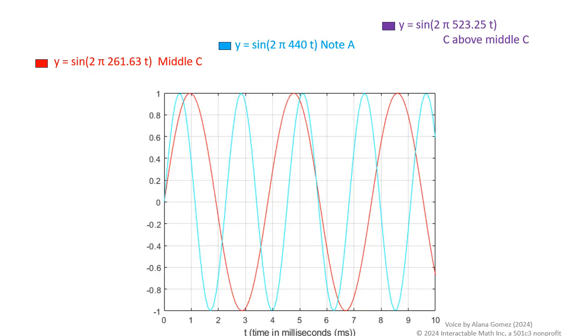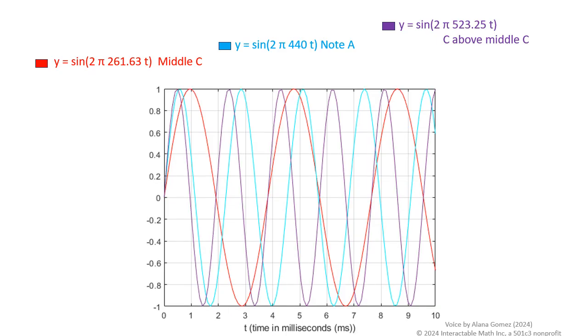You can see how, as the pitch increases from middle C to A, the waveform frequency increases from the red waveform at 262 Hz to the aqua one at 440 Hz. Now, we will listen to sine waves an octave above middle C at approximately 523 Hz and overlay its corresponding waveform in purple over the earlier ones.